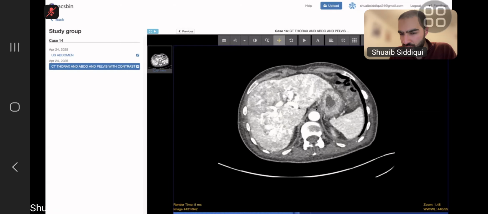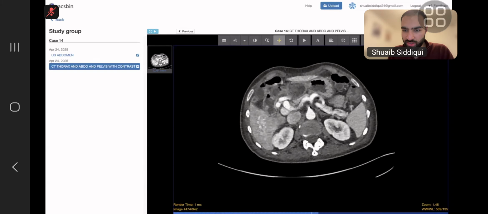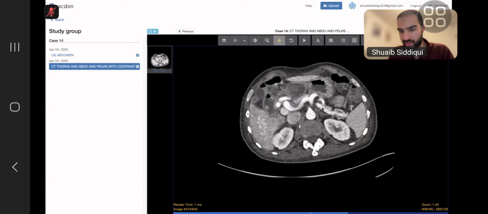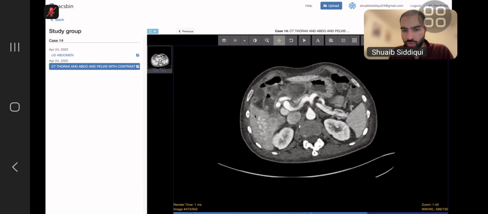So the key thing is, I think you said something about the splenic artery. The splenic artery is fine. It's just the hepatic artery. So the hepatic artery comes out here. This is the splenic artery here, right? It's normal in caliber. If you follow it around, it's actually normal and tortuous like it normally is. But the splenic vasculature is normal.